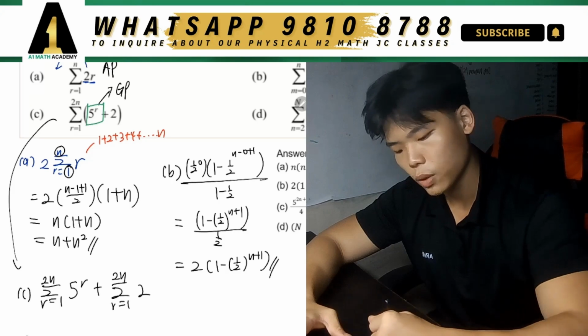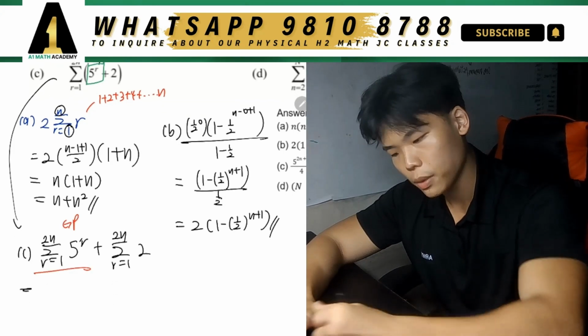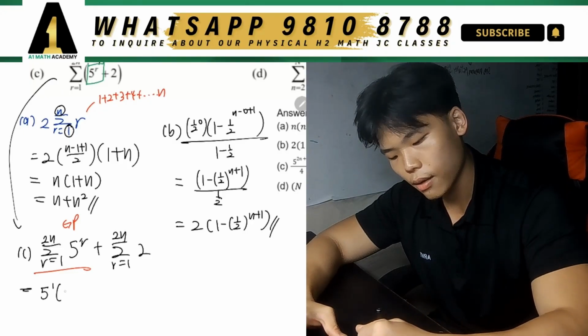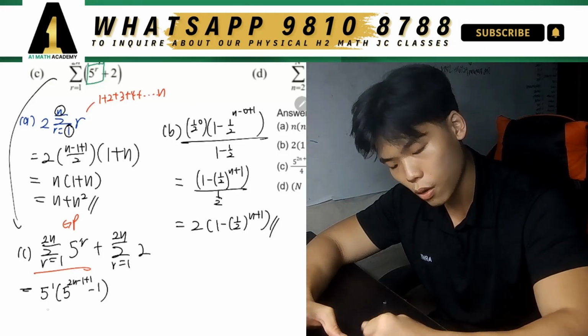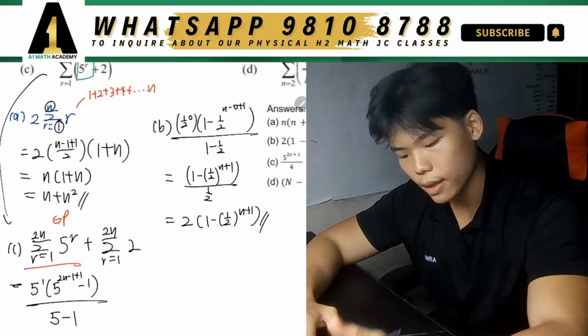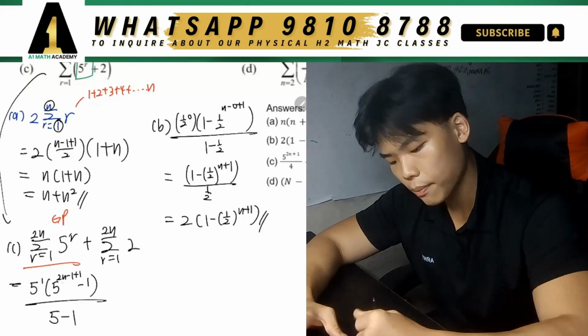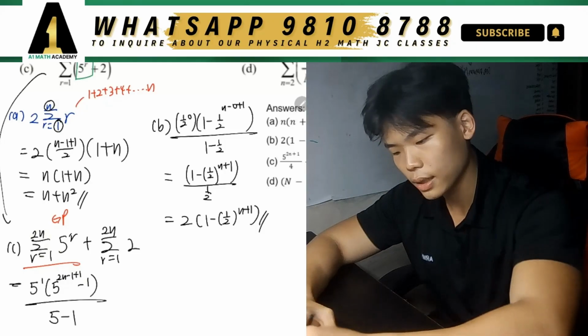Then from here, we know that this is a classic GP, right? This one is just a classic GP. So this one would be my first term, which is 5 to the power of 1, bracket 5 to the power of (2n minus 1 plus 1) minus 1, over my constant ratio of 5 minus 1, essentially, right? So that one would be for the first GP, right? 2n minus 1 plus 1 is the number of terms. And then this one over here is a constant.